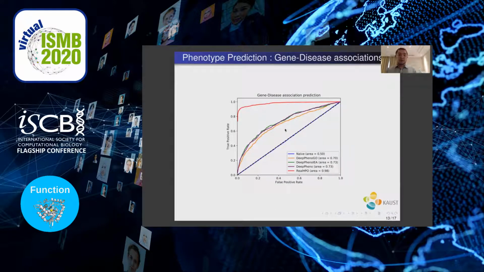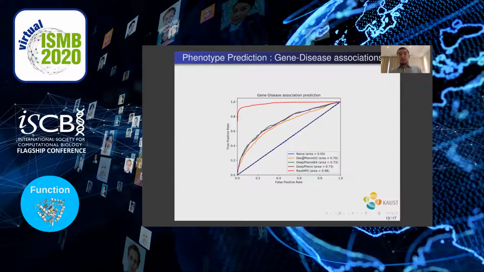Furthermore, we also evaluate our predictions to show that they are useful, and we test our predictions in a task of predicting gene disease associations. Here, the hypothesis is that genes and diseases that are associated with similar phenotypes are associated. And so we compare our predictions with real annotations from the Human Phenotype Ontology.